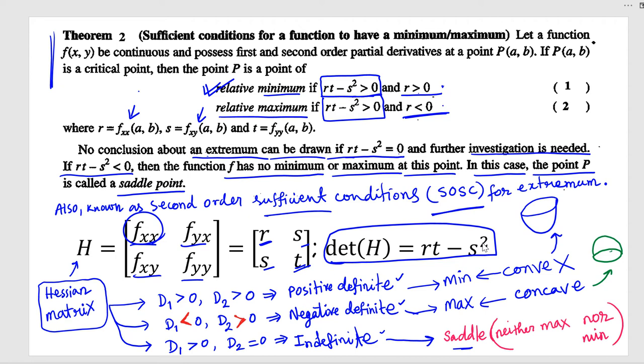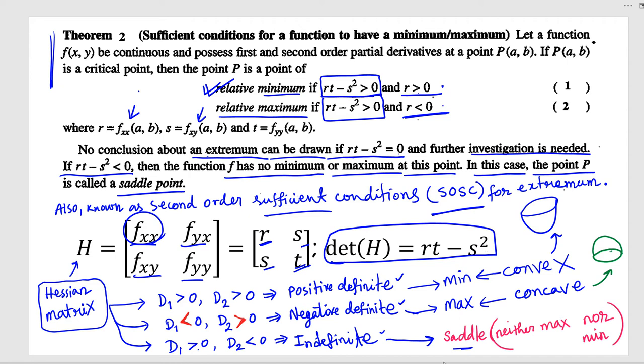Or in fact, it can also be in this form. Here d2 is negative and d1 can be positive. So the indefinite case will be like this. Okay, so this is the case.